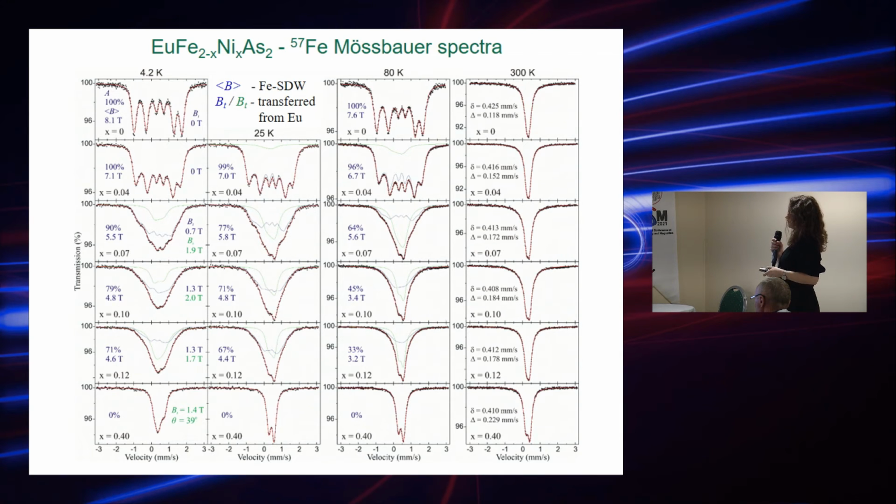It's connected with the transferred magnetic field from europium to iron nuclei, and here we can distinguish the angle between this transfer field and the main axis of the electric field gradient, and it's about 40 degrees, and this magnetic transfer field is about 1.4 Tesla.